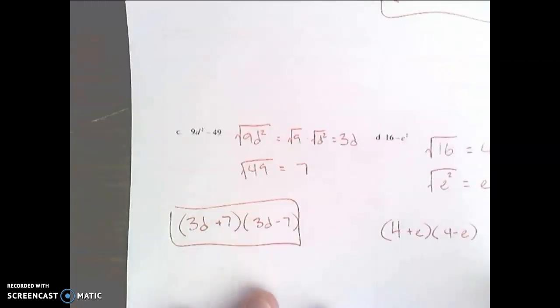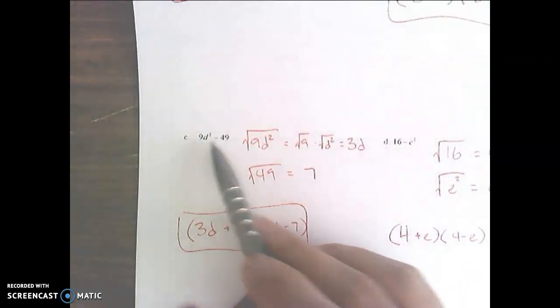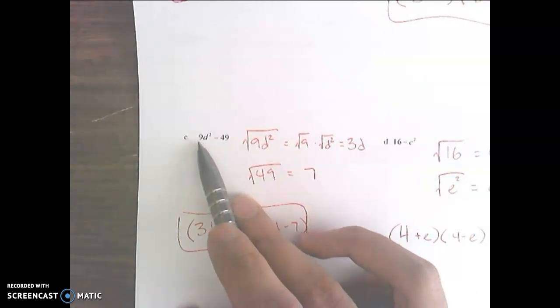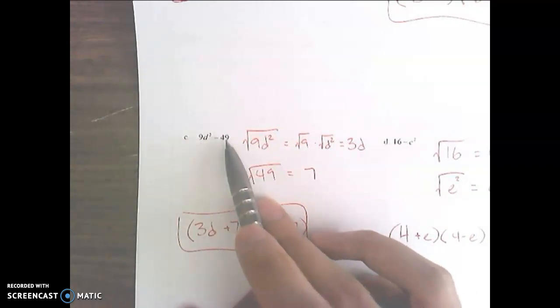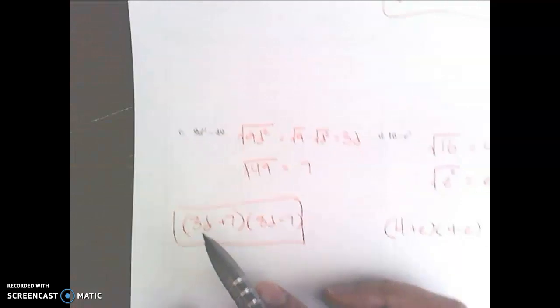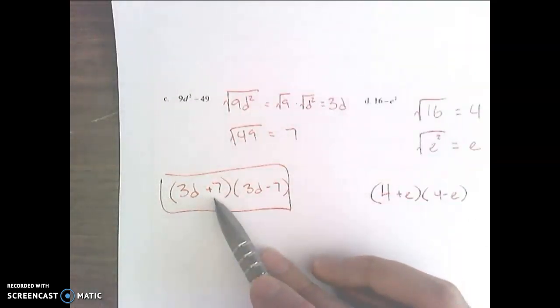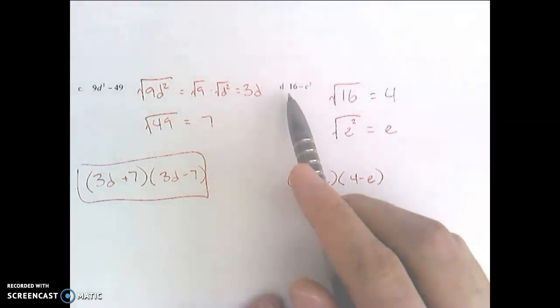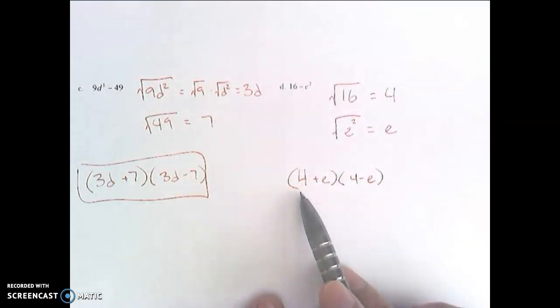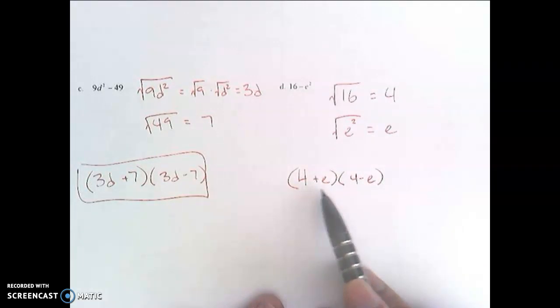In all of the other examples, our variables came first. So like in this one, we have our d's and then minus the numbers. So when we're writing out our binomial, we also have to write it in the same way. So our d's come first and then the numbers. In this case, the number first and then the variable. So our binomials, our factors, have to be the number and then the variable.